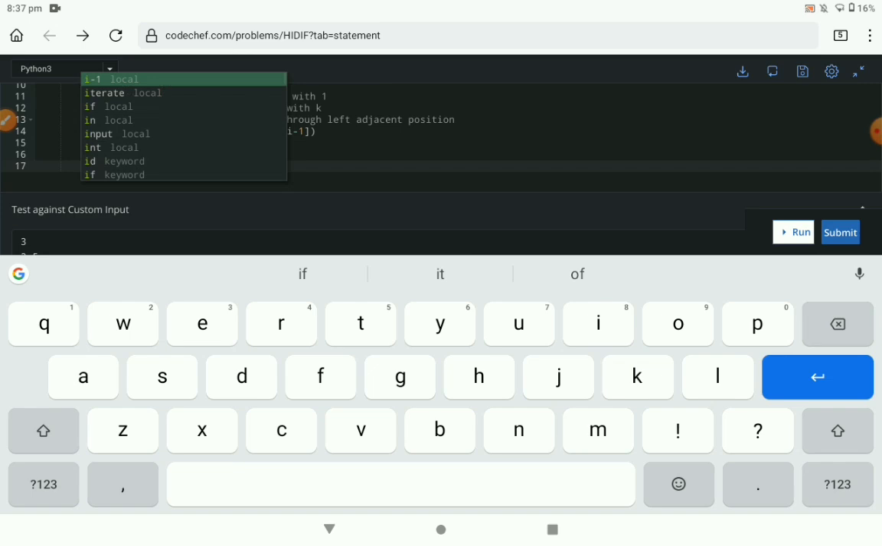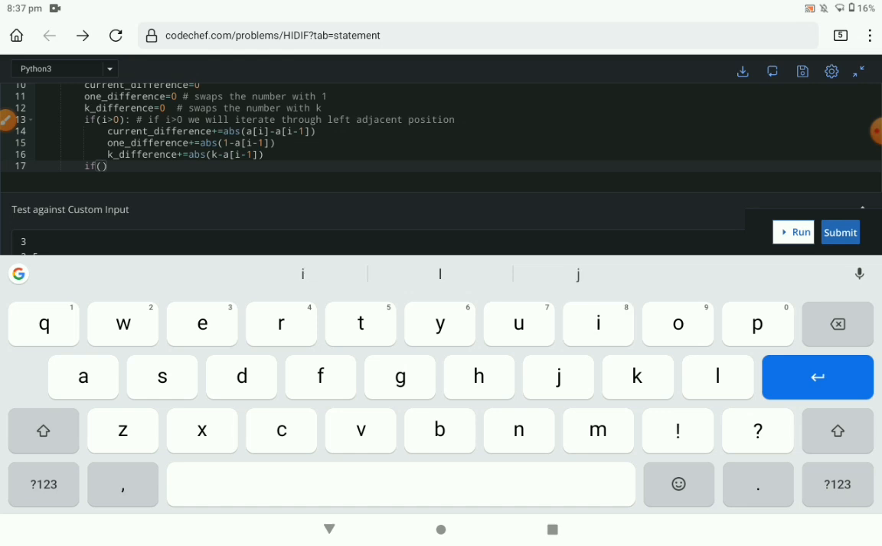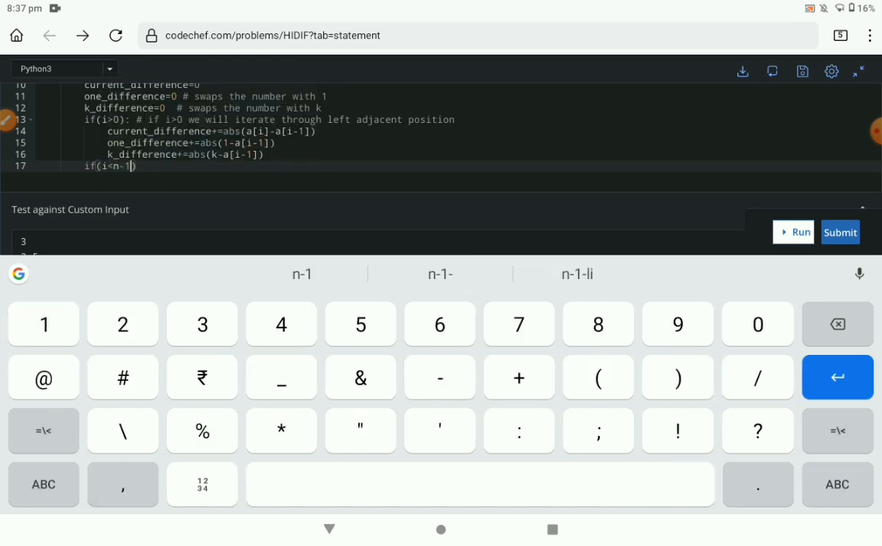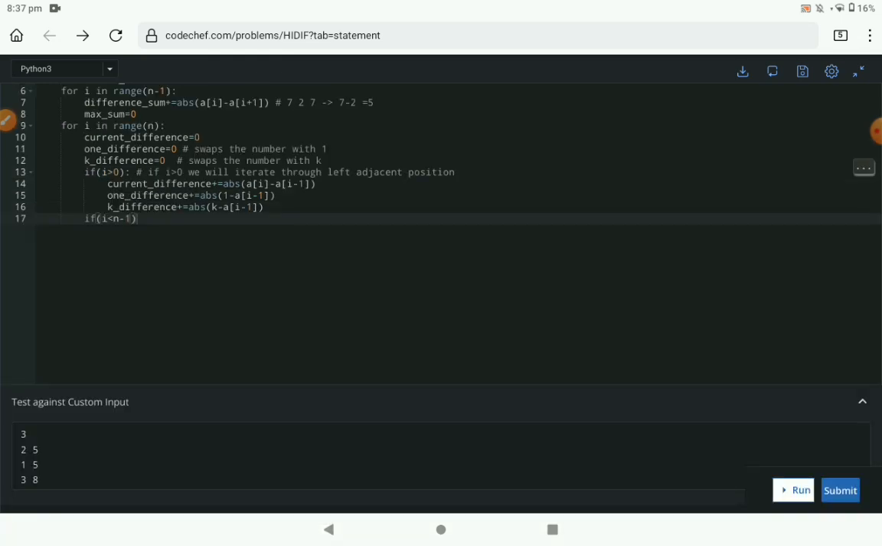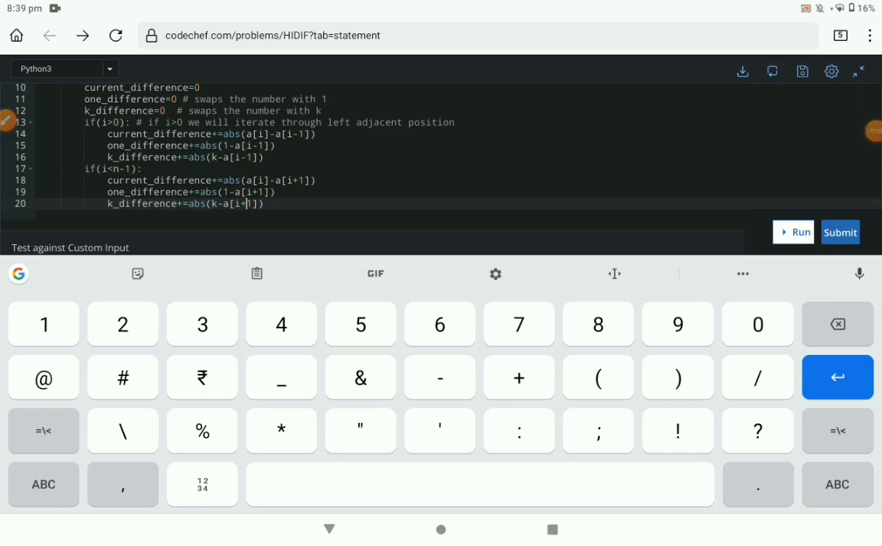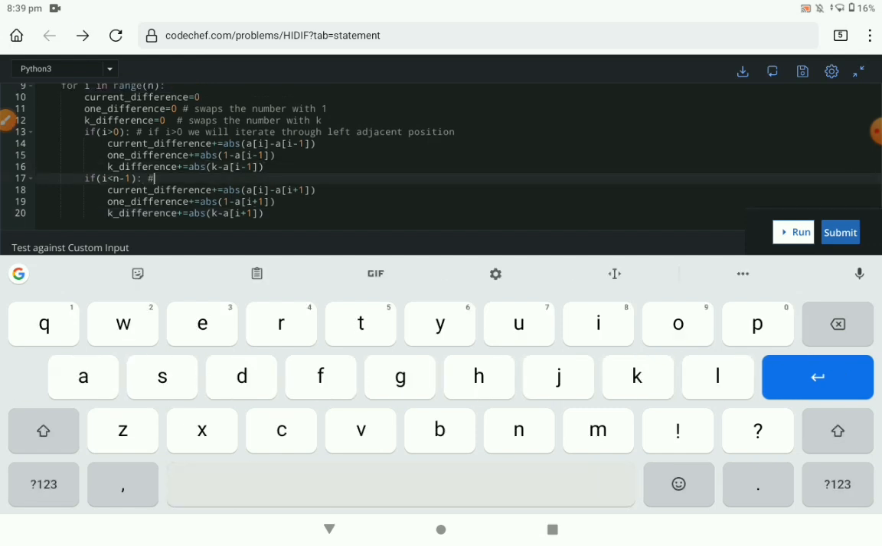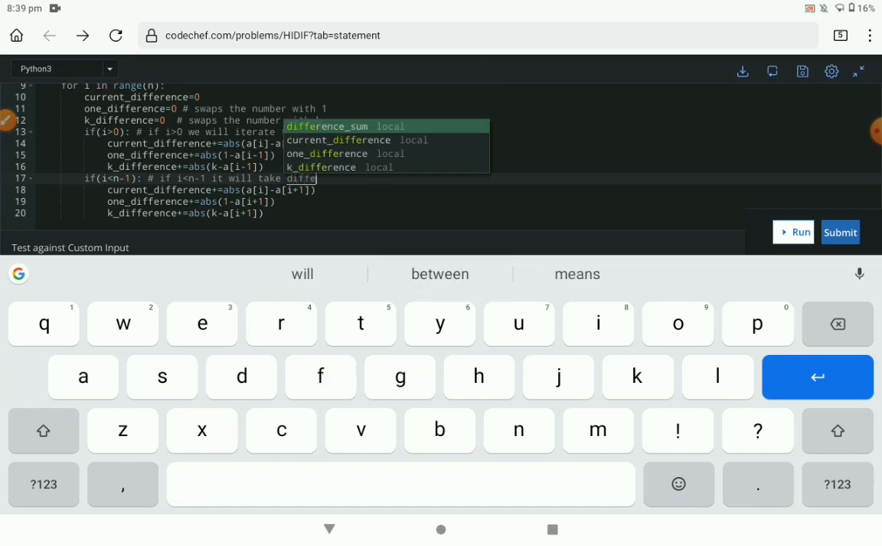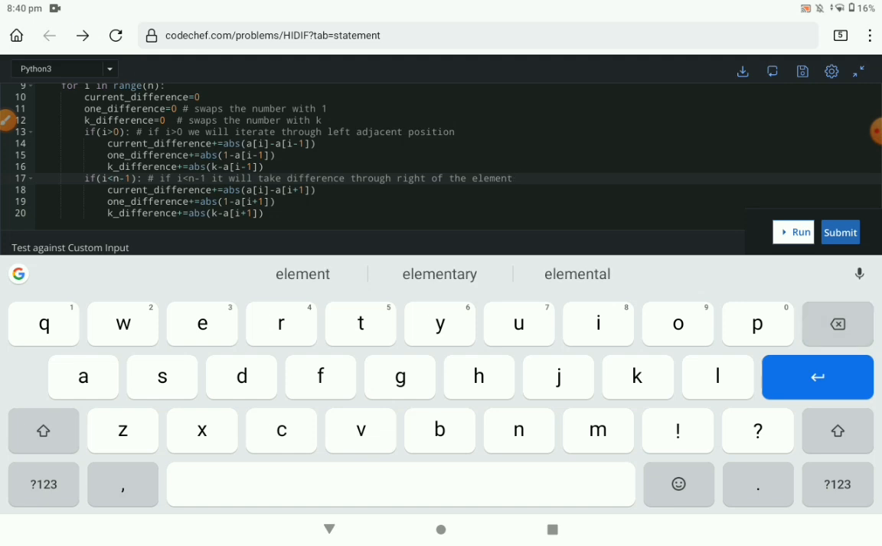Now we will take the next if statement. If i is less than n minus 1, it will iterate and take the difference through the right of the element. So it will just take the difference from the right of the element.